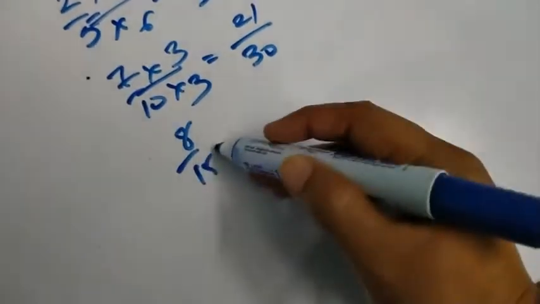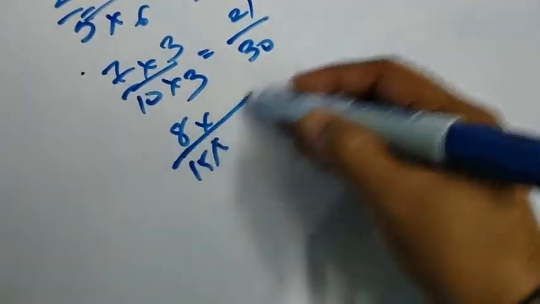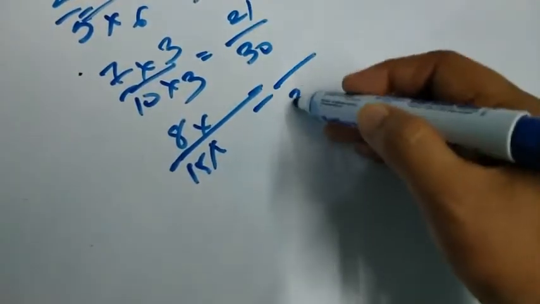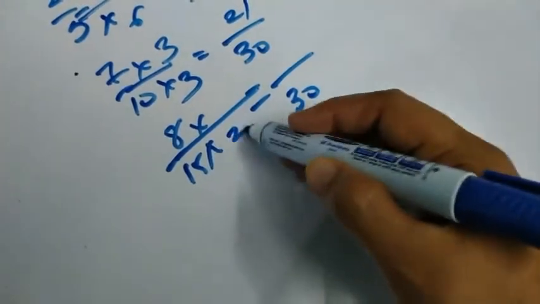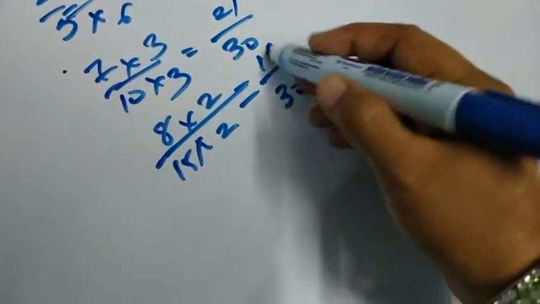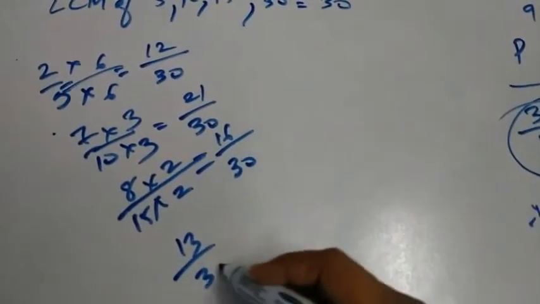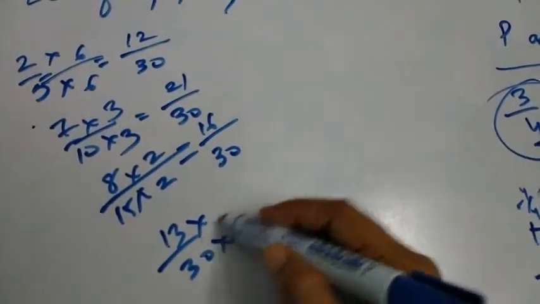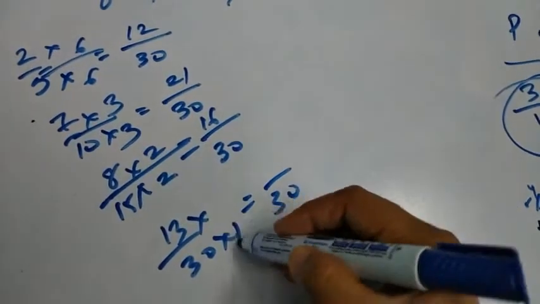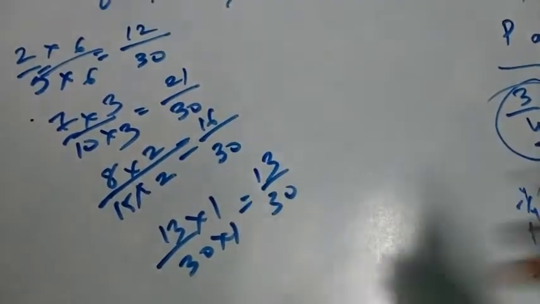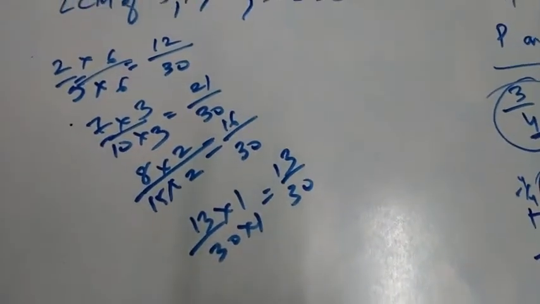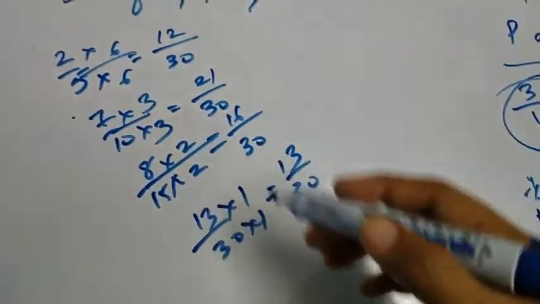Multiply this 8/15 also by a number so that the denominator becomes 30. 15 twos are 30, so 8 twos are 16. Next is 13 upon 30. Its denominator is already 30, so we will multiply it by 1 only. So 13/30.